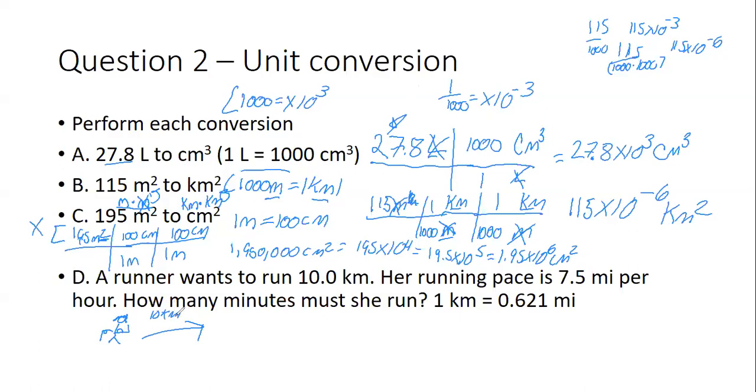And she can run 7.5 miles for every 1 hour. That's what miles per hour means. I can go that far per 1 hour, right? If that's the case, how many minutes does it take to go 10 kilometers if 1 kilometer is 0.621 miles?